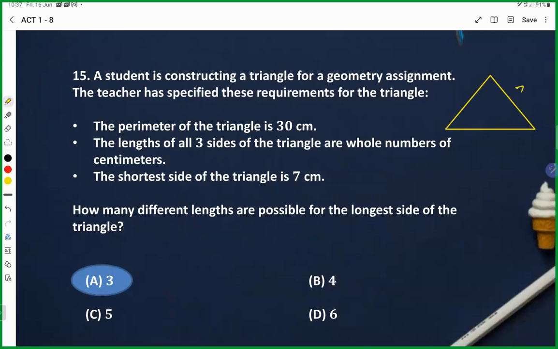So let's choose one and call it 7, and this one x, and this one call it Y. How many different lengths are possible for the longest side of the triangle? Okay, so I can just explain that.